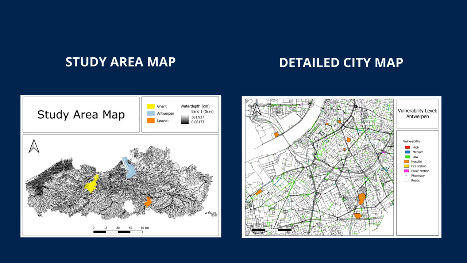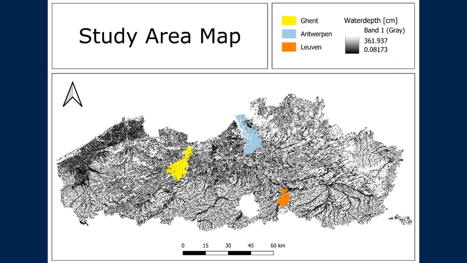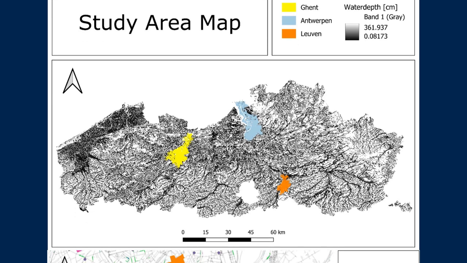The final results are presented through two types of maps, designed to clearly visualize both the spatial distribution and the relative importance of the vulnerability classes within each city. The first type is the study area map, which provides an overview of the three cities examined in this research. This map highlights their size, location within Flanders, and their spatial relationship to one another.